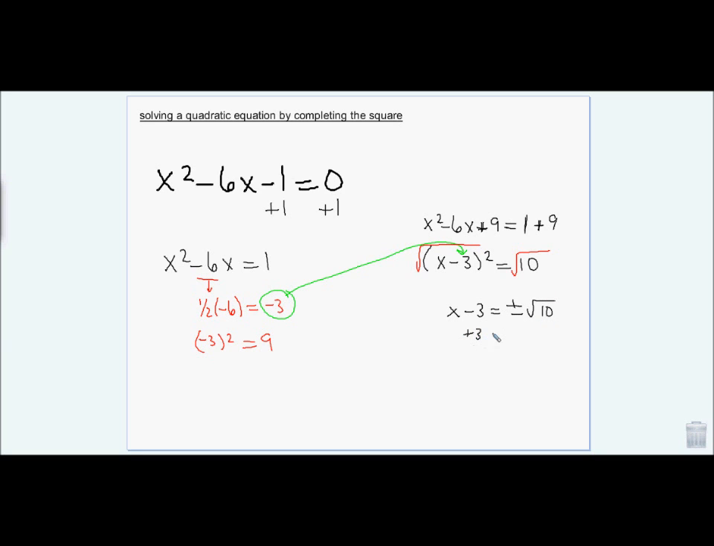I'm going to add 3 to both sides. So I get x is equal to 3 plus or minus the square root of 10. 10 doesn't have any perfect squares in it, so I can't reduce that any further.